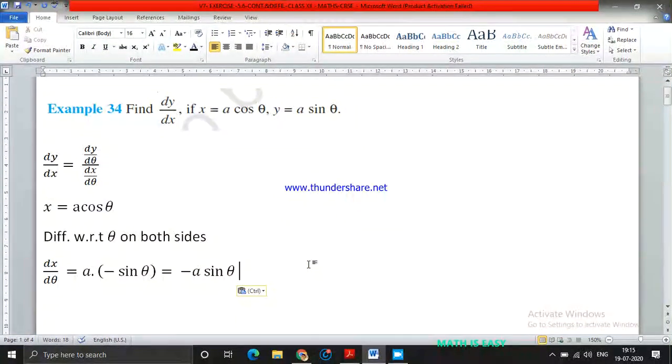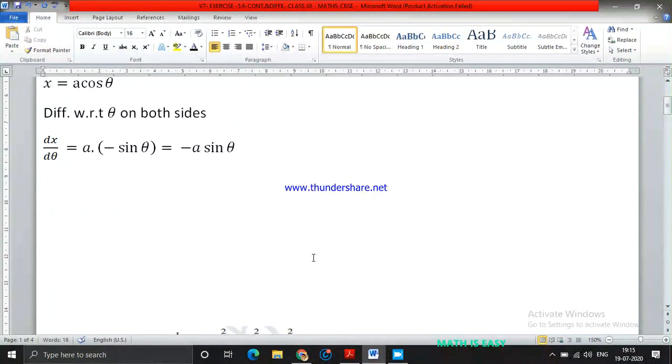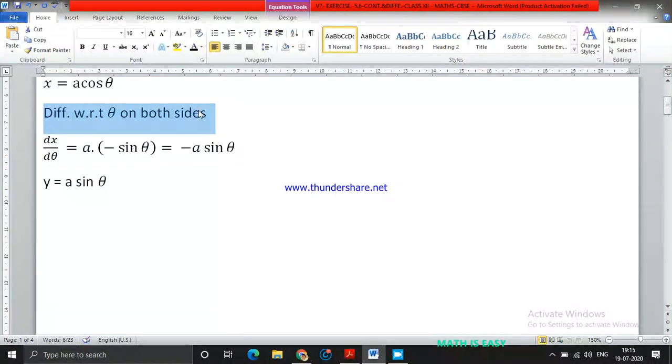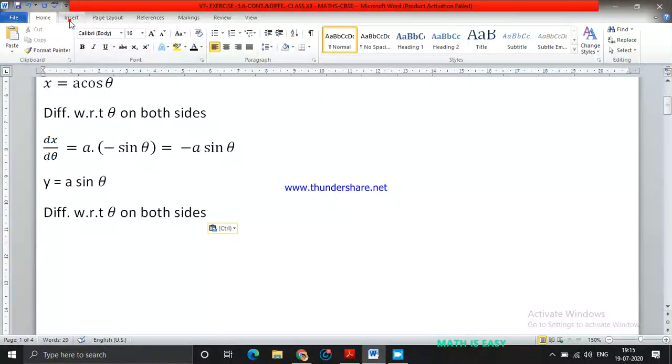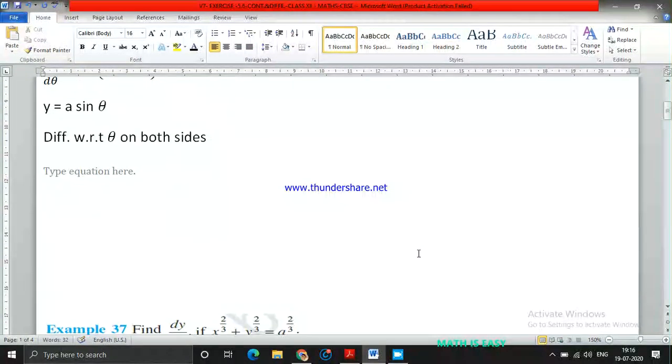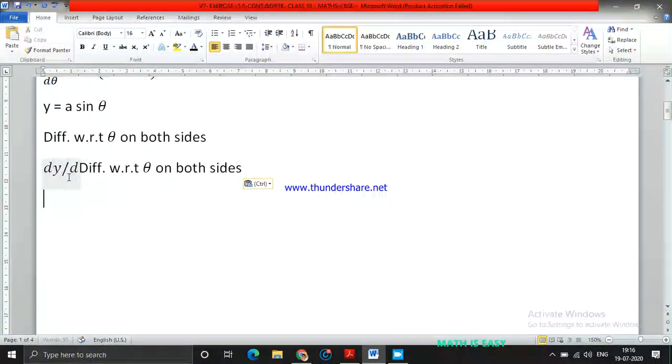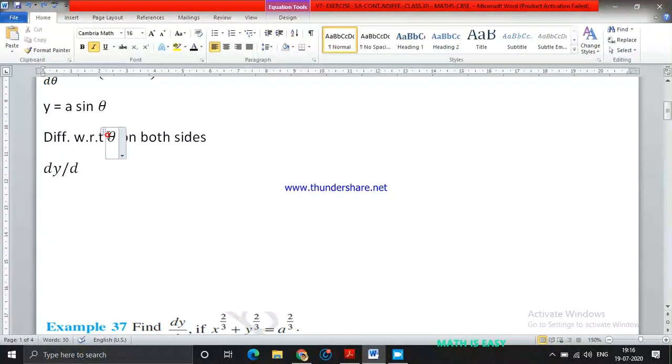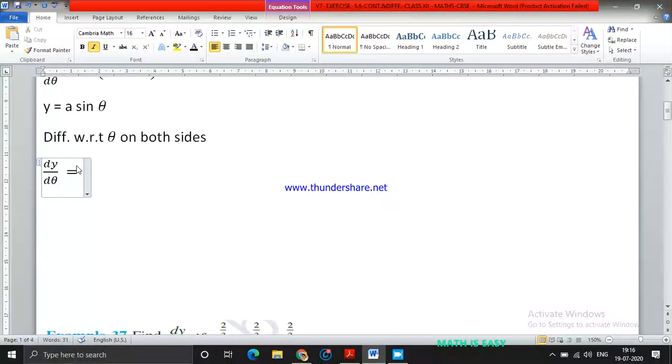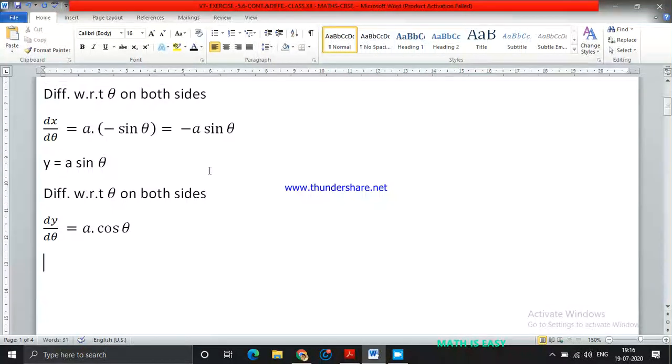Now y is given as a sin theta. When I differentiate with respect to theta on both sides, we get dy by d theta equals a into the derivative of sin theta, which is cos theta. Now I have dx by d theta and dy by d theta.